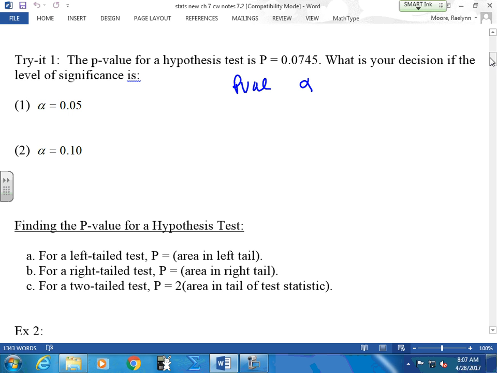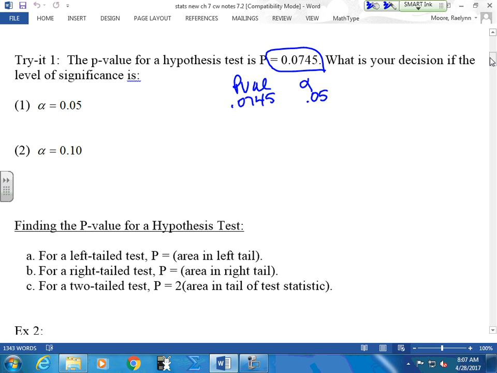So they did all this work and they found out this was your p-val. My p-val goes over here. My level of significance goes over here. This is the smallest error that we're going to allow. We don't want anything more unusual than that. It's the extreme or the more than extreme.